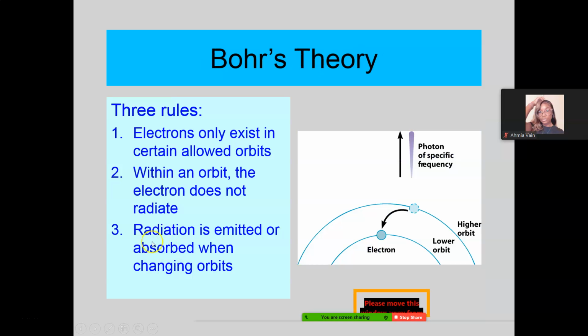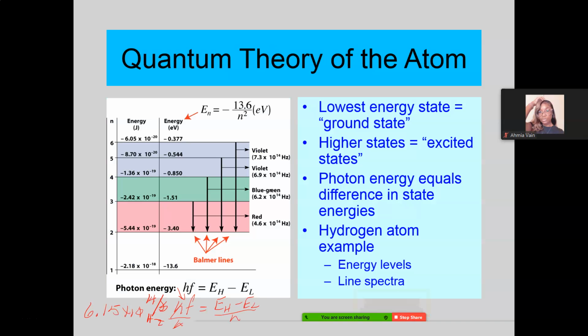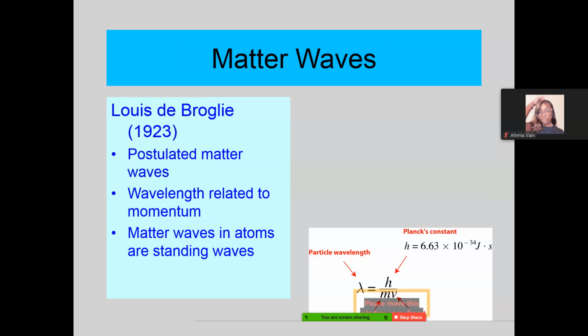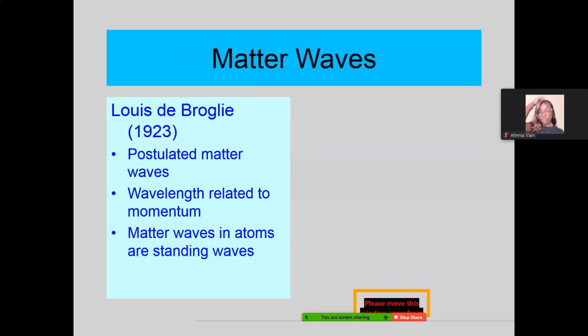Yeah, here we go. Electrons only exist in certain allowed orbits. Within an orbit, the electron does not radiate. And part of the reason for that was the wave nature of electrons, and Bohr didn't know it at the time. Later, de Broglie came up with this theory, and this is what allows it. Okay? Now, it seems like they got the cart before the horse here.